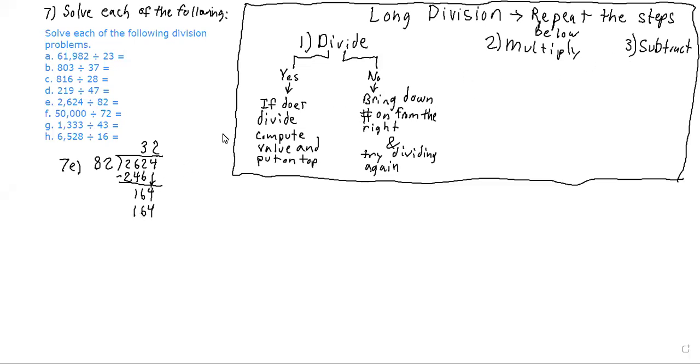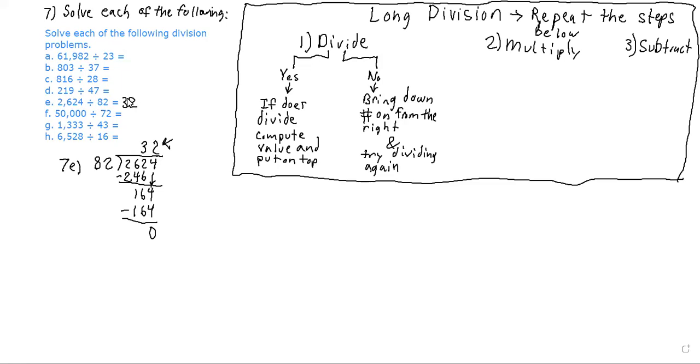And then we do the subtraction. So we're going to subtract this 164 from the 164, and of course we get 0. And now that we've gotten 0, that means we have completed the problem. We got our answer. So 2,624 divided by 82 is, this is our answer right here on the top, 32.